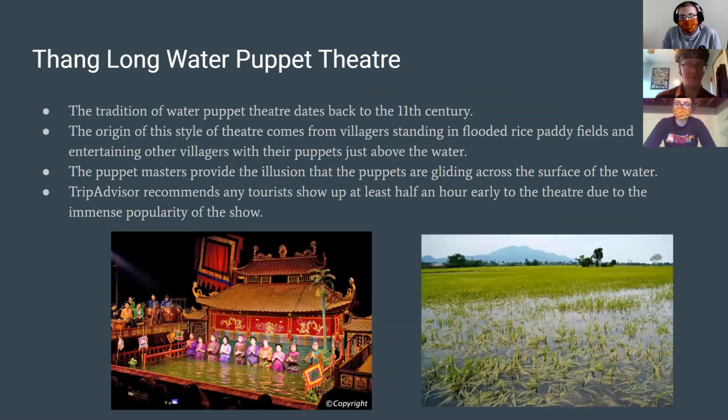Now we come to Thang Long Water Puppet Theater. The tradition of water puppet theater dates back to the 11th century. The origin of this style of theater comes from villagers standing in flooded rice paddy fields and entertaining other villagers with their puppets just above the water level. The puppet masters provide the illusion that the puppets are gliding across the surface of the water.